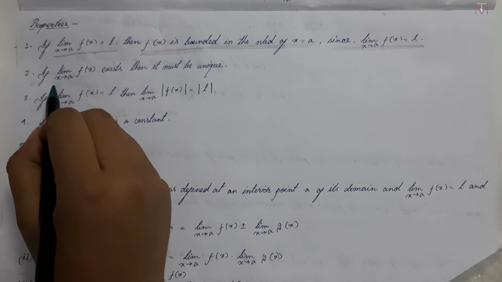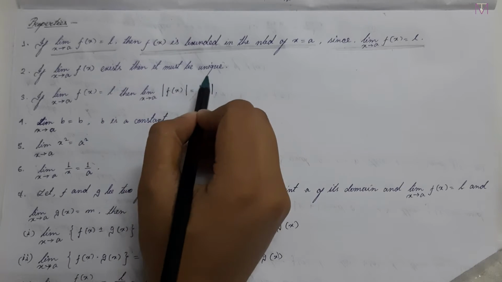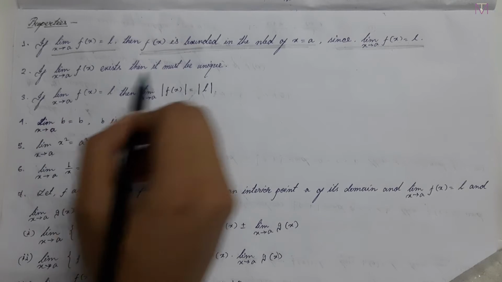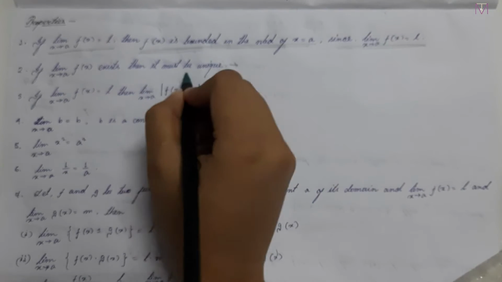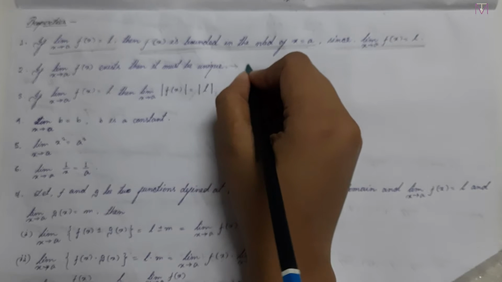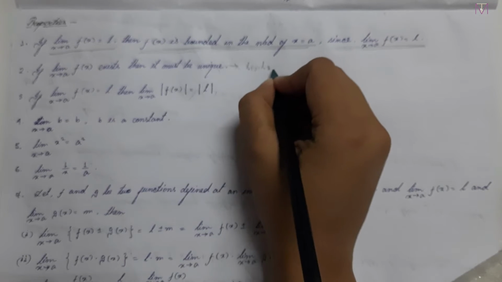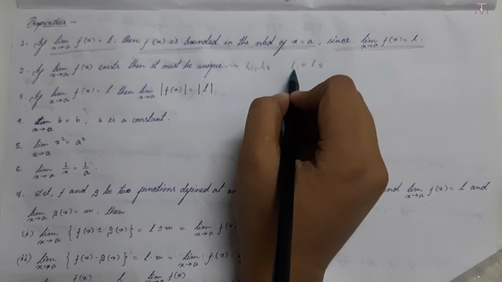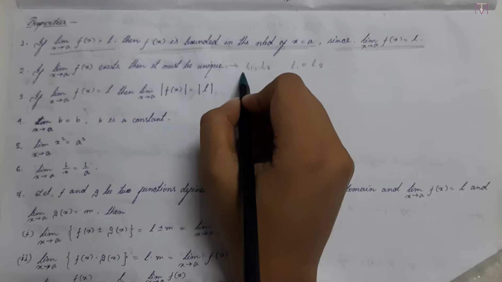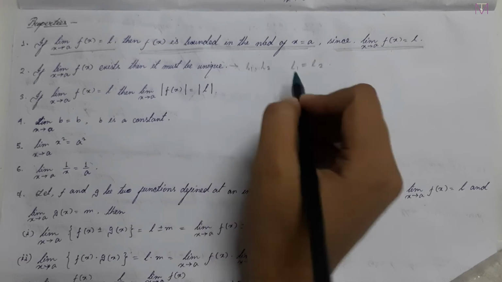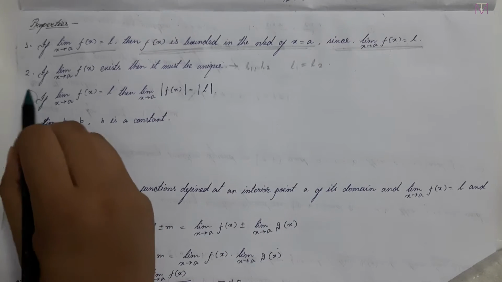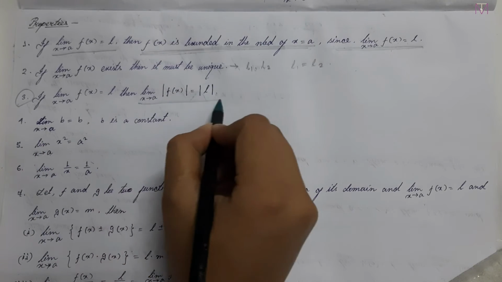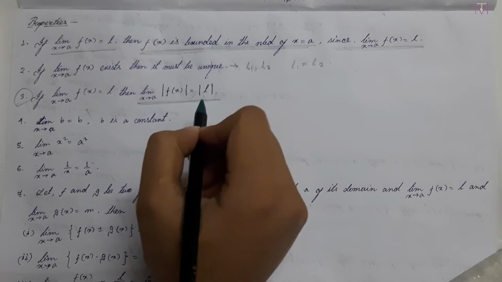Property 2. If the limit as x tends to a exists, then it must be unique. It can be proved that if you take two limits of f(x), L1 and L2, then L1 equals L2. You can see it in your textbook, so I just skip this proof. Next, if the limit as x tends to a of f(x) equals L, then the limit of mod f(x) equals mod L.